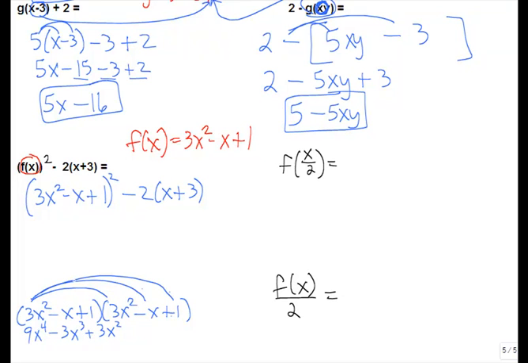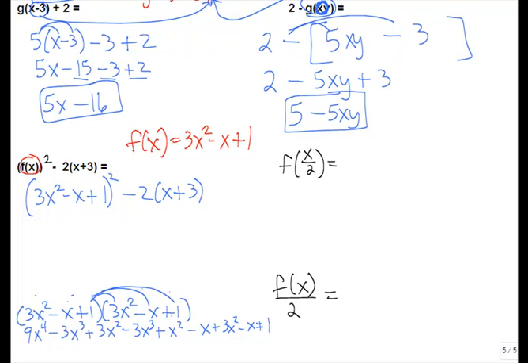Now I'm going to take the negative x times all 3 of these. So negative x times 3x squared is negative 3x cubed. Negative x times negative x is positive x squared. And negative x times 1 is negative x. So there's my next 3 terms. And then my last 3 terms are this 1 times all 3 of these. So a 3x squared, a minus x, and a plus 1.